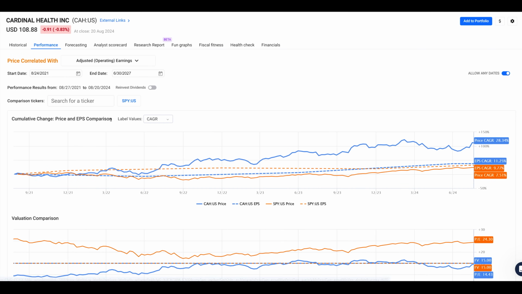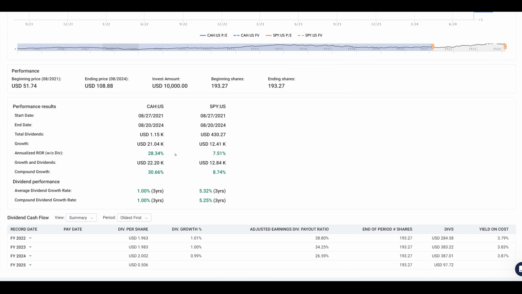All right, but going back into the performance, I think the real key point here is on every $10,000 investment, remember there was $50,000 invested here, Cardinal Health would have generated $1,150 worth of dividends versus the S&P would have only paid $430. So from an income point of view, you generated a significant greater amount of income. But I also want you to notice that your yield on cost went from 3.79 to 3.83 to 3.87.